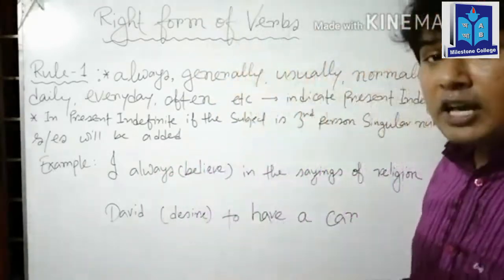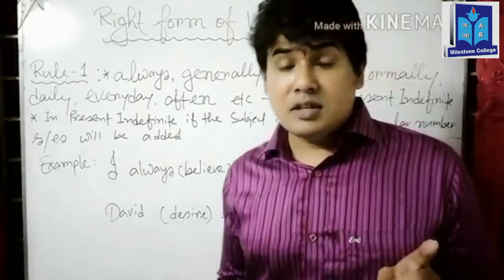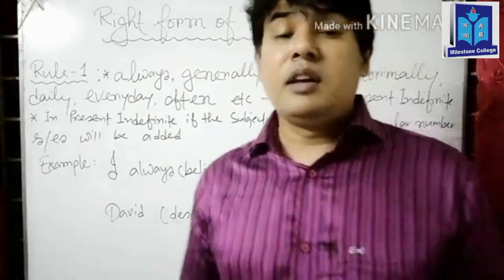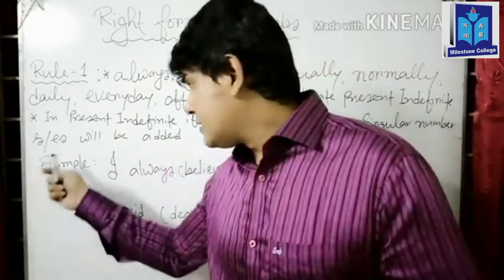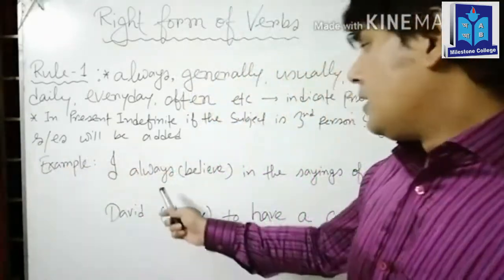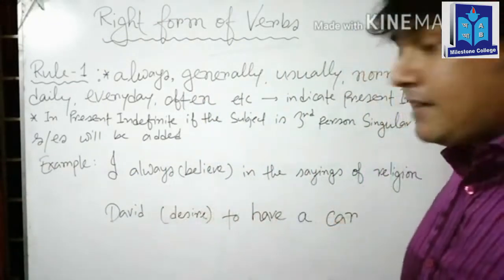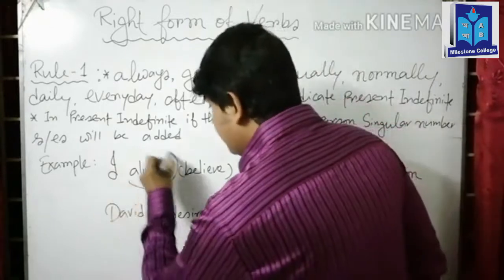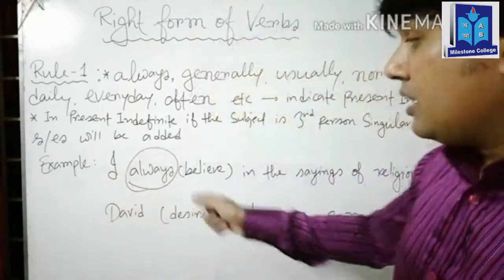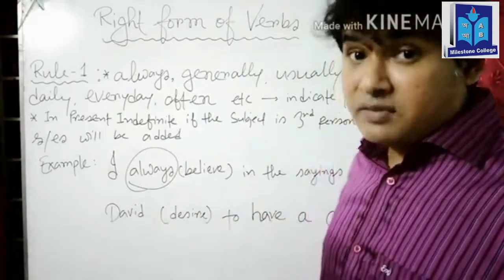And in present indefinite tense, if the subject is a third person singular number, you have to add s or es with the verb. Let's see those examples. Number 1, I always believe in the sayings of religion. There you get the adverb always, and it indicates that it's a present simple or present indefinite tense.